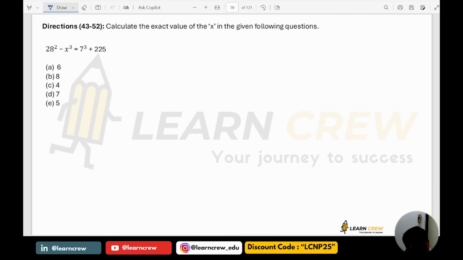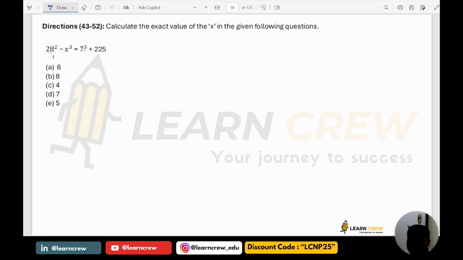Next, 28 square minus x cube is equal to 7 cube plus 225. So what is the value of x here? I am just taking the digital sum. Here the digital sum is 1. 28 means 2 plus 8, 10, which means 1. 1 square is 1.